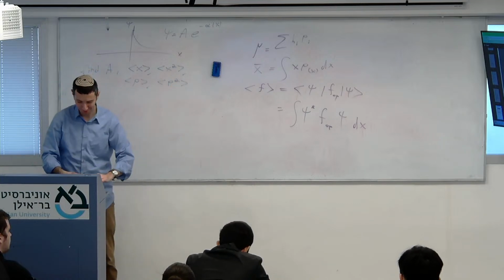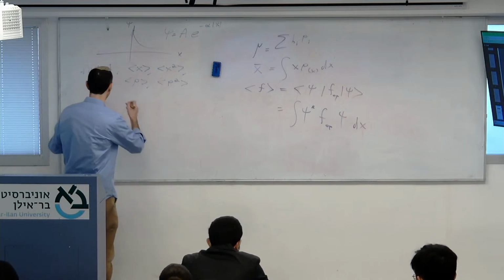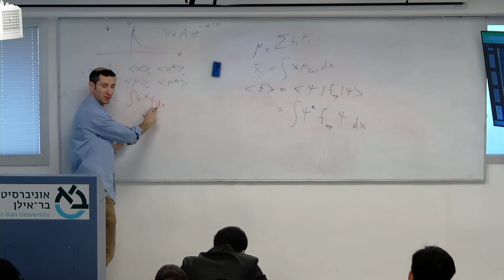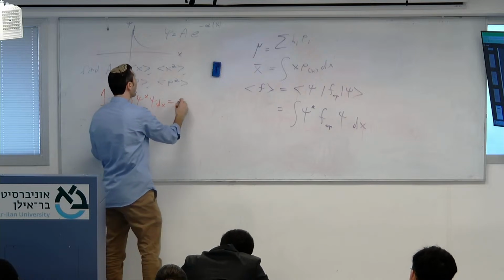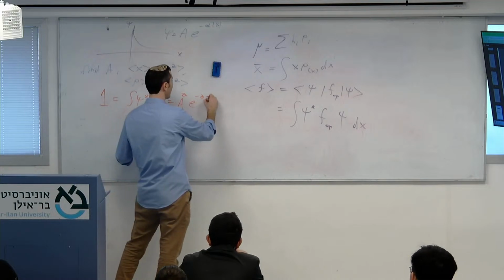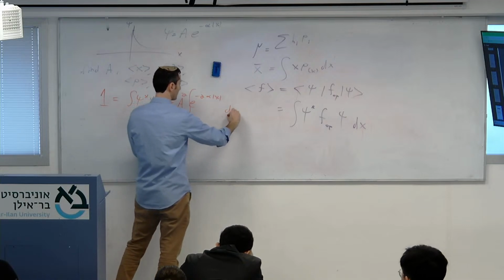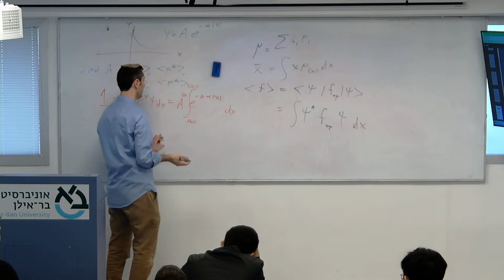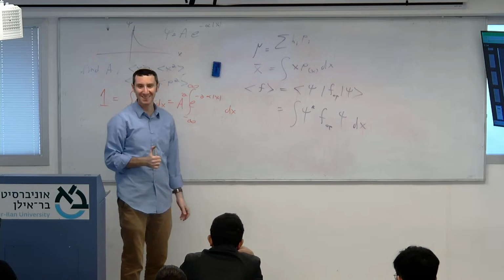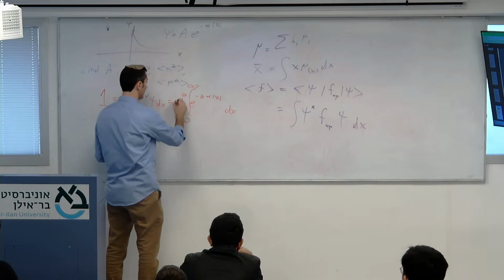Why? Because we can copy it. First of all, finding a is going to be a simple normalization. We write 1 is equal to the integral of psi complex conjugate psi dx. Taking the complex conjugate means nothing because there is no i here. I get a squared times e to the minus 2 alpha absolute value of x dx from minus infinity to infinity must equal to 1. The integral of a... Hey, wait a second. This is an even function. So I take here from 0 to infinity and multiply by 2.